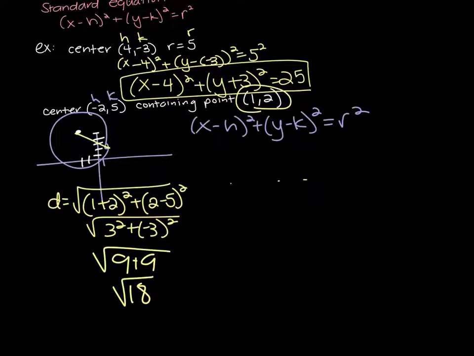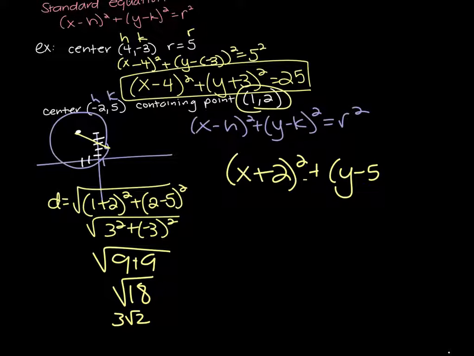So I could take the time to work that out and get that it's 3 root 2, but what do I do when I plug it back into the equation? What do you do with the radius? You square it anyways, so I don't even need to keep going. If it asked me for the radius, then I would make it 3 root 2 because that's simplified. But if I'm plugging it back into the equation, so this becomes x plus 2 squared plus y minus 5 squared equals the square root of 18 squared, which is 18.